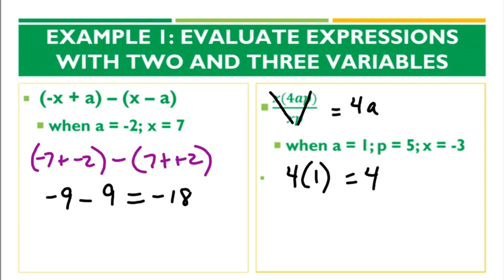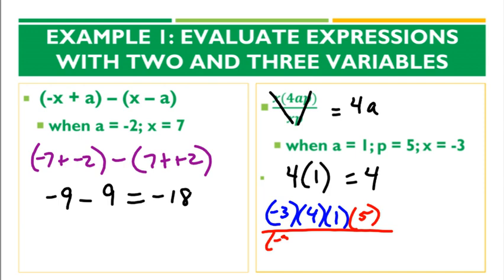Now if we wanted to do the whole thing, just put x in. We have negative 3 times 4 times a, which is 1, times p, which is 5, all over x and p. X is negative 3. P is 5. You notice how I put them off to the side like that? The reason I did it is because now we can simplify it some more. Negative 3 divided by negative 3 is just 1. 5 divided by 5 is 1. We're still left with 4 times 1, which gives you 4.